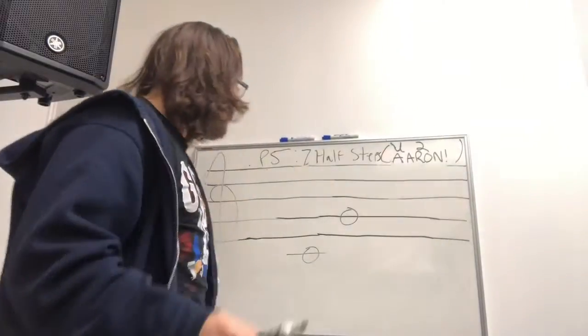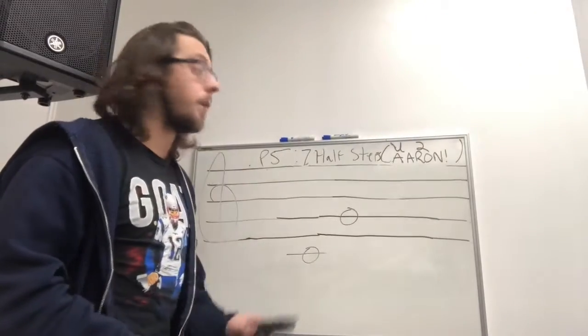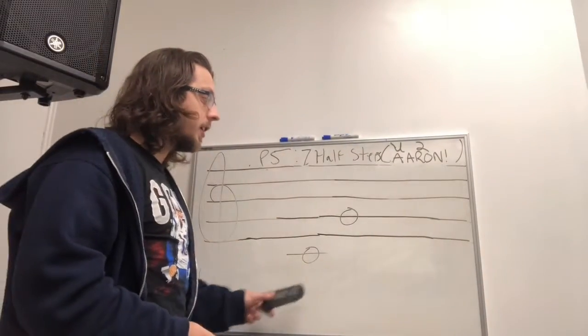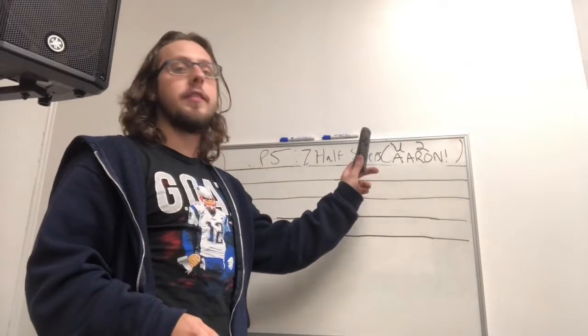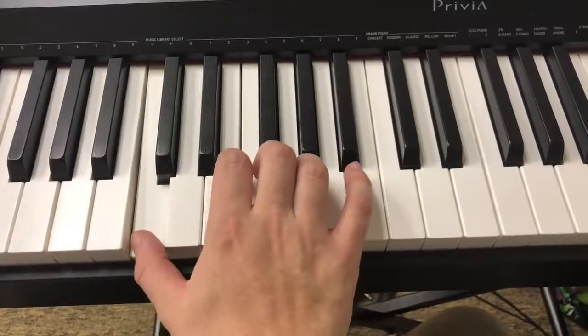We're on a roll here. The next one is a perfect fifth, and that's going up by seven half steps from C to G. The way I remember this one is the Star Wars theme song.